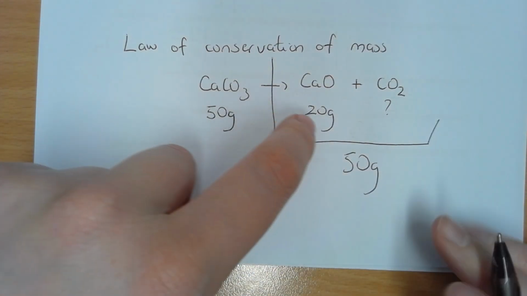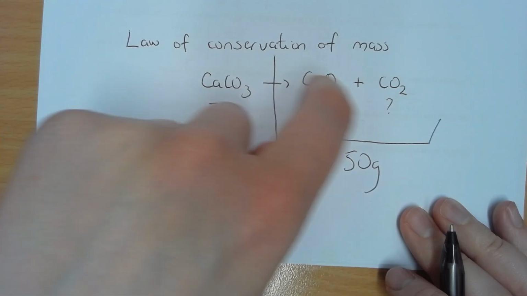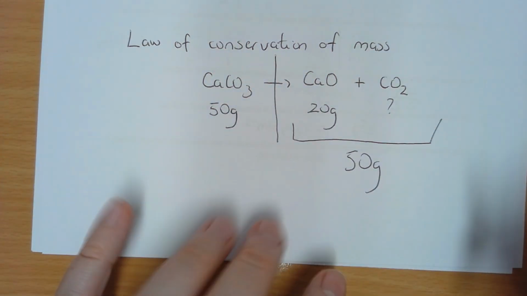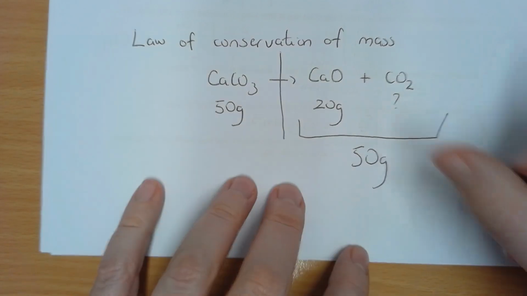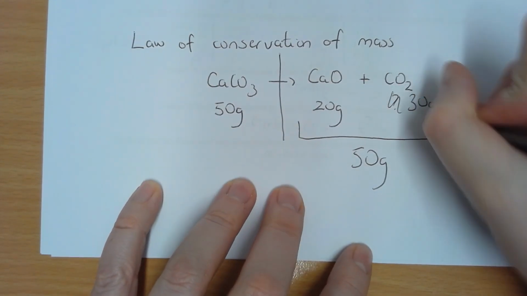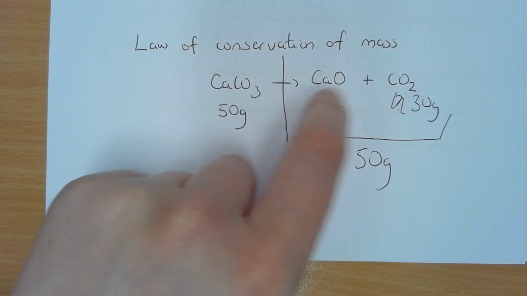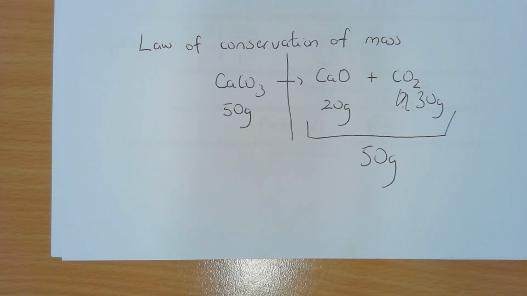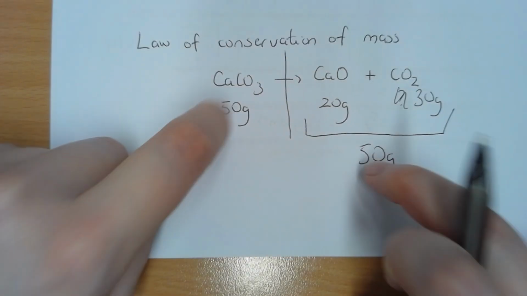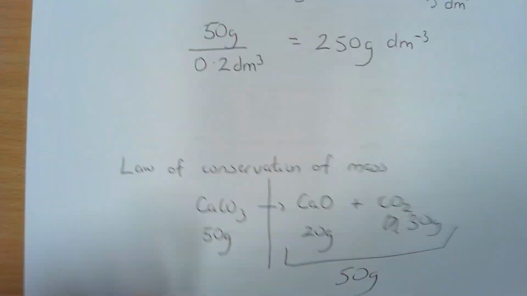If they're telling you that 20 grams is calcium oxide, how much will be the CO2? They have to add up to 50, therefore this must be 30. So effectively if you do 50 minus 20, you get this mass over here, which is 30. So you just need to know that they have to be the same on both sides.